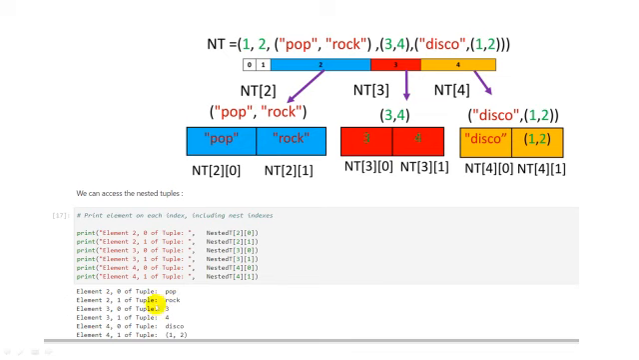For example, the element 4, 1 of the nested tuple: NT[4][1]. Which one is 4? This one is 4. And which one is 1? This is 1. So NT[4][1] is (1, 2). It will give you (1, 2). And if I want to access disco, I will write NT[4][0]. So it will give me disco.